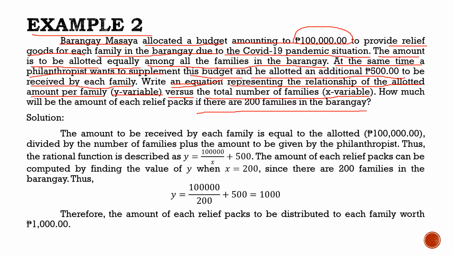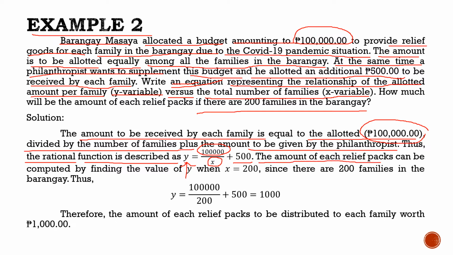Now for the solution, the amount to be received by each family is equal to the allotted budget, which is 100,000 pesos, divided by the number of families, plus the amount to be given by the philanthropist. Because each of the families will receive 500 pesos from the philanthropist. So thus, the rational function is described as y. So y is the amount of money that each of the families will receive. 100,000 is the allocated budget from the barangay, and x is the total number of families in the barangay, plus 500 pesos from the philanthropist.